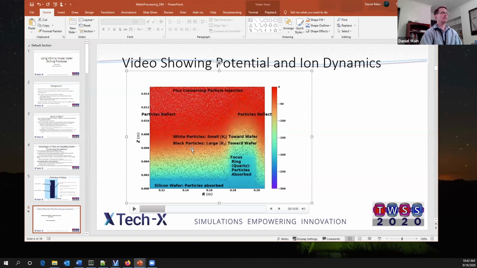Now, the particles are injected with a flux-conserving particle injection. And I'll get into that in a little bit. Over on the left and the right boundaries, I'm reflecting particles. And then the particles are absorbed on the wafer and the focus ring. And that gets put into the electric field calculation. In some simulations that I'll show you, I've also emitted secondary electrons just to see what that effect would be on the ion angular and energy distribution function.